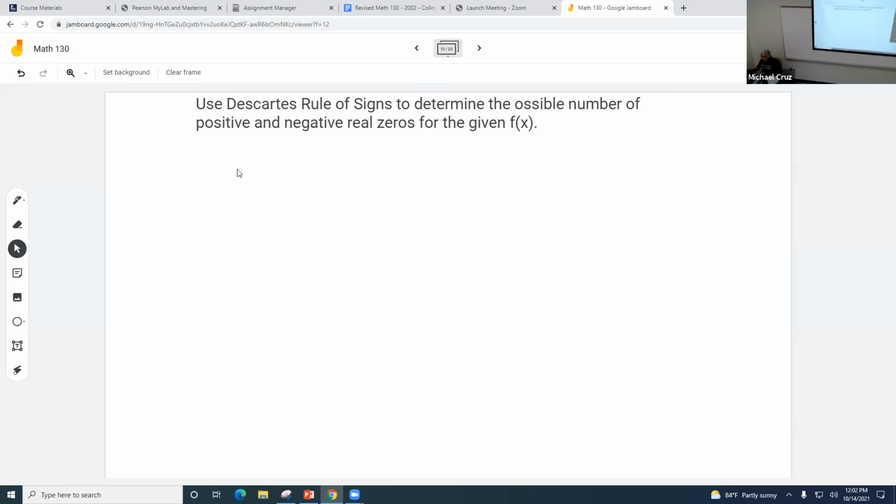All right, so for the first one, we don't really have to do anything, because for the positive ones, you just look at what you got. How many sign changes are there? Good. So this is the one case where you actually know exactly how many you got.